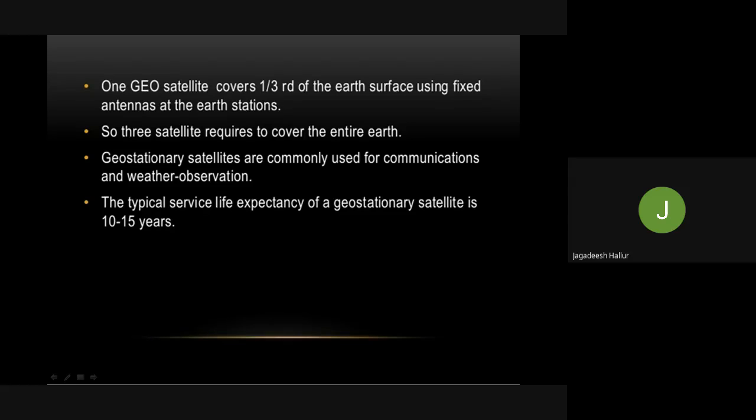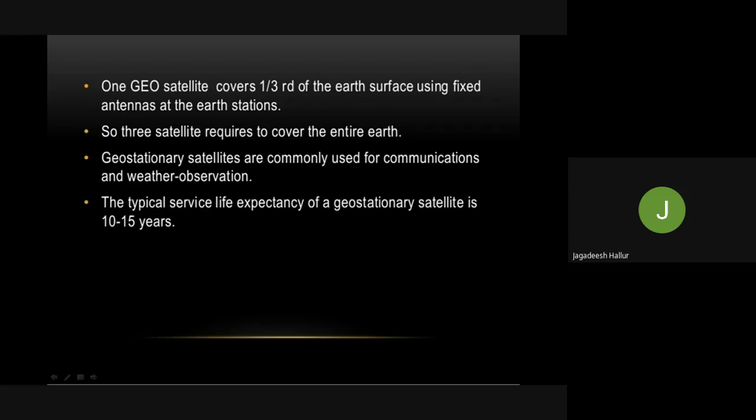After 1 month, there will be rain of this many millimeters. After 2 days, there will be rain of this many millimeters. That information we are getting only because of geostationary satellites. All the communications going on, and we are seeing all the TVs, television, only because of geostationary satellites. So geostationary satellites are commonly used for communications and weather observation.